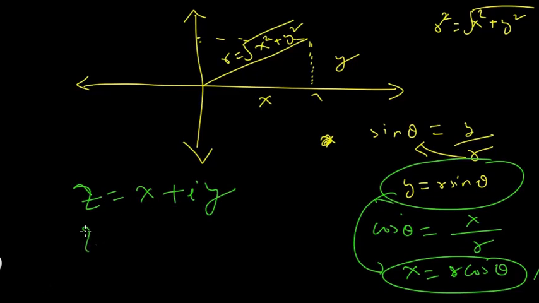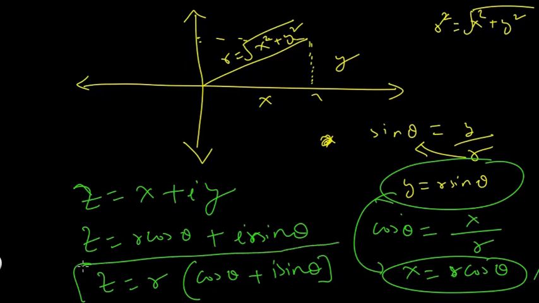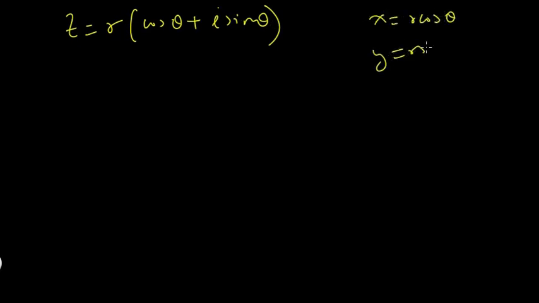Now can I put here z is equal to x plus iota y, right? If I put x as r cos theta and y as r sine theta and take r common, this becomes r cos theta plus iota sine theta, right? So this equation is known as the polar form of complex number. Okay, so this is the polar form: z is equal to r cos theta plus iota sine theta, and x is equal to r cos theta, y is equal to r sine theta, right?